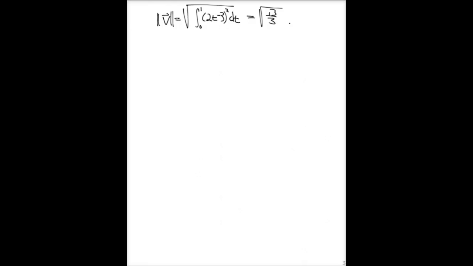Now let's calculate the inner product of U with V. So that will be the integral from 0 to 1 of the product of those two functions, t plus 2 times 2t minus 3. And I'll let you go ahead and calculate that on your own, and hopefully you will find that the answer is negative 29 over 6.